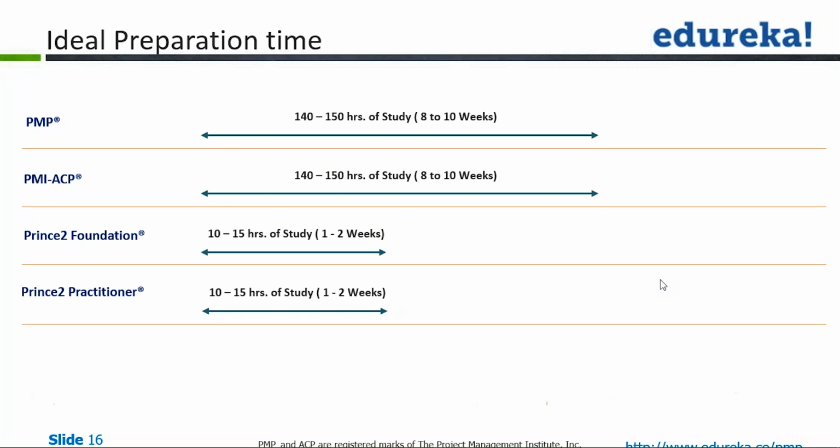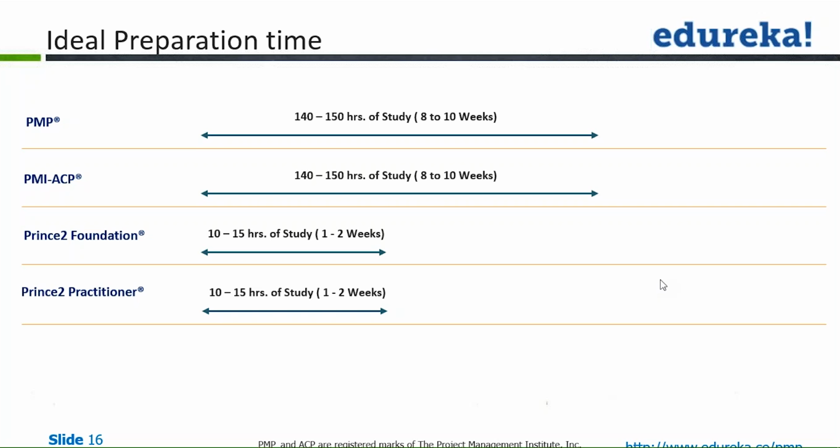You need to look at the stakes. You have paid $555 to PMI for the PMP examination or $495 for PMI-ACP. So the stakes are high. Why do you want to hurry? If you are not able to clear it in the first attempt because you are hurrying, then you will have to appear for the re-examination. You need to pay $375 again for the re-examination, which is a huge fee.